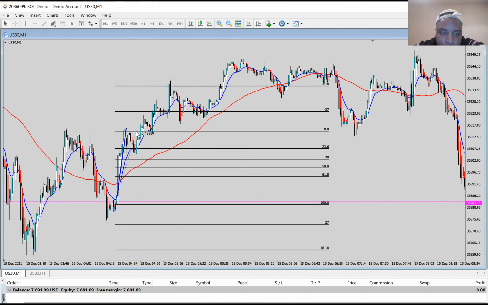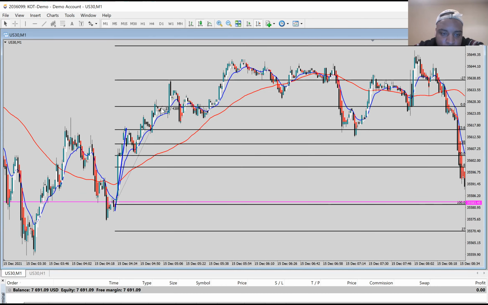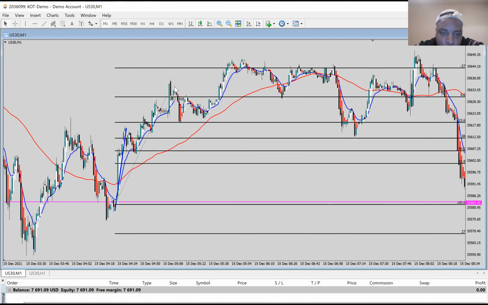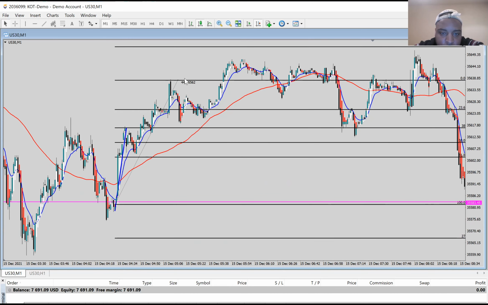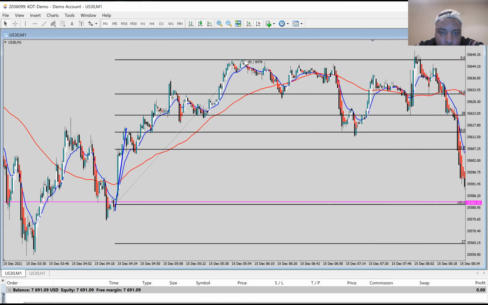Now, when you place it up here, did we get to the 50? No. Still didn't get to the 50. Put it right here. Did we get to the 50? No. Put it up here. Did we get to the 50? No. But it started creating a lower low, lower high, break through this lower low.